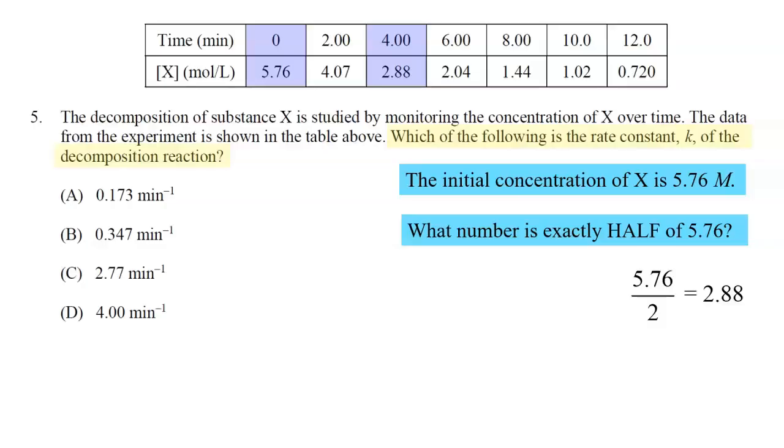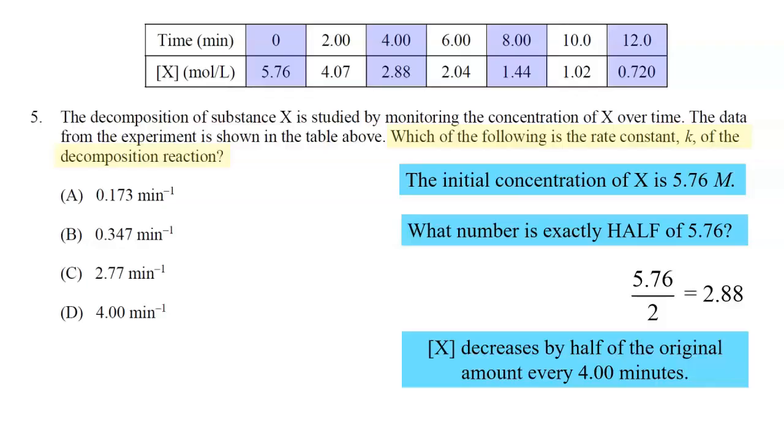Well, what's half of 2.88? That would be 1.44. So now the concentration of X is reduced to half of its original value in another 4-minute interval. And half of 1.44 is 0.72. Again, another 4 minutes goes by, and the concentration of substance X is reduced by half. So the concentration of X decreases by half every 4 minutes.